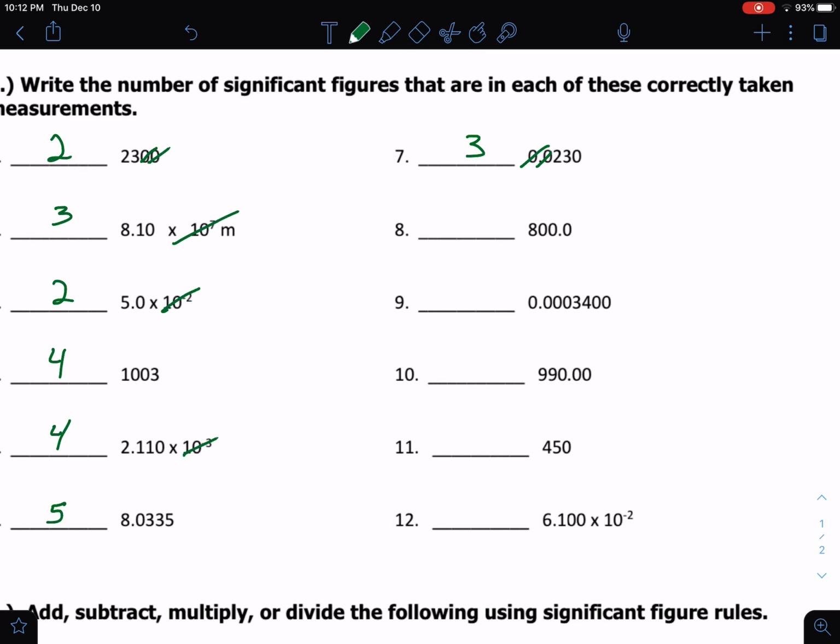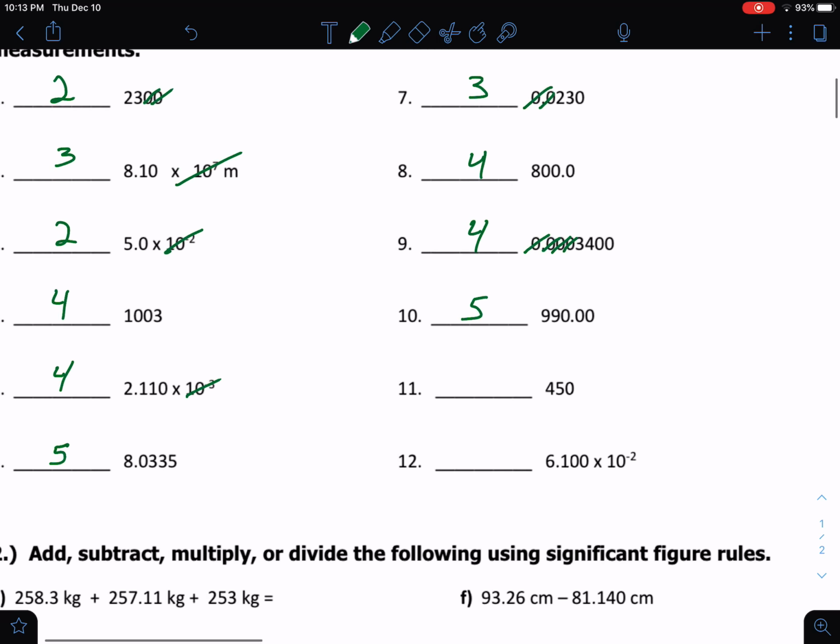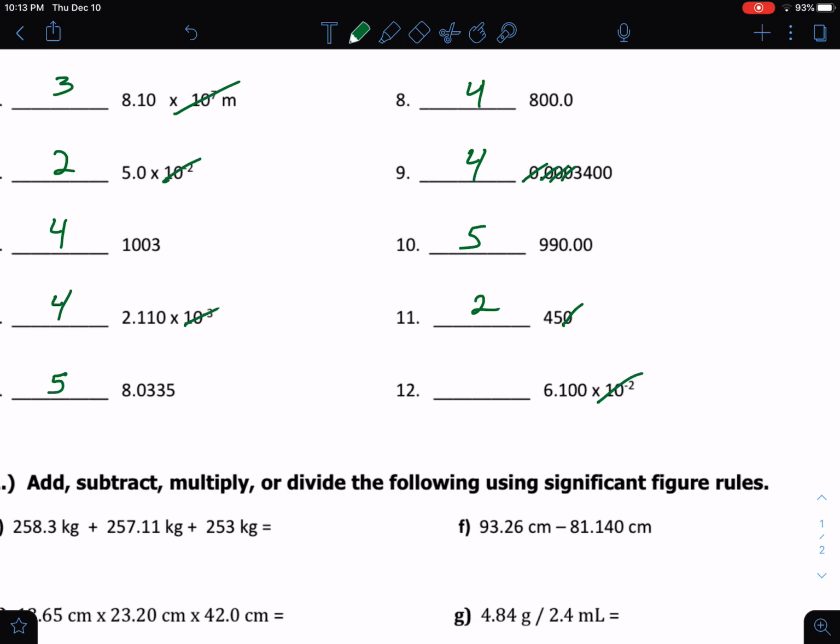There is a decimal, so all trailing zeros will count, so this one will have 4. Then I have 0.0000. Okay, so I'm going to go ahead and take out these zeros because those don't count. Then I have 3400. There is a decimal, so those zeros count, so that is going to be 4 significant figures. Then I have 990.00. There is a decimal, so all those zeros will count, so this one has 5. Then I have 450. There is no decimal, so that 0 does not count. So this one only has 2. Number 12, I'm not going to worry about that. So 6.100, there is a decimal, so this one's going to have 4.